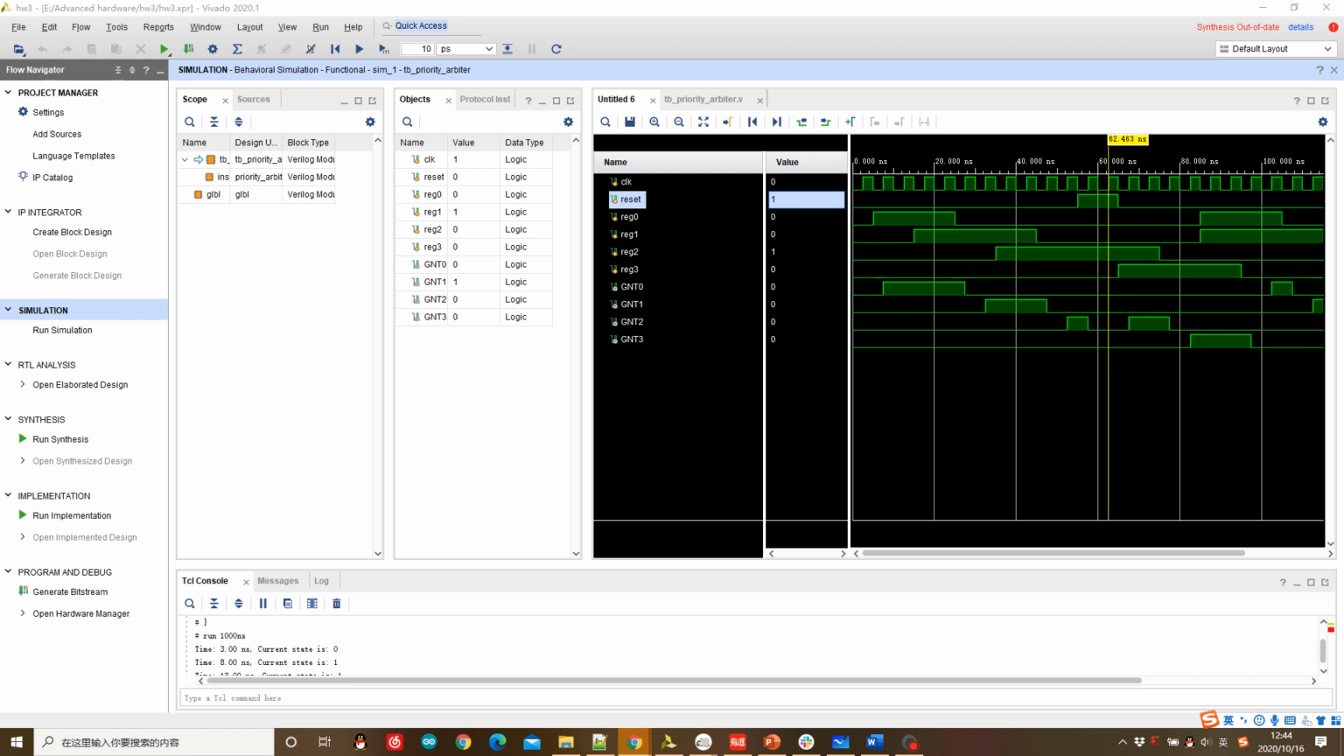I think the most interesting cases are the reset part and the priority part. That means I have finished the requirement of the problem properly.